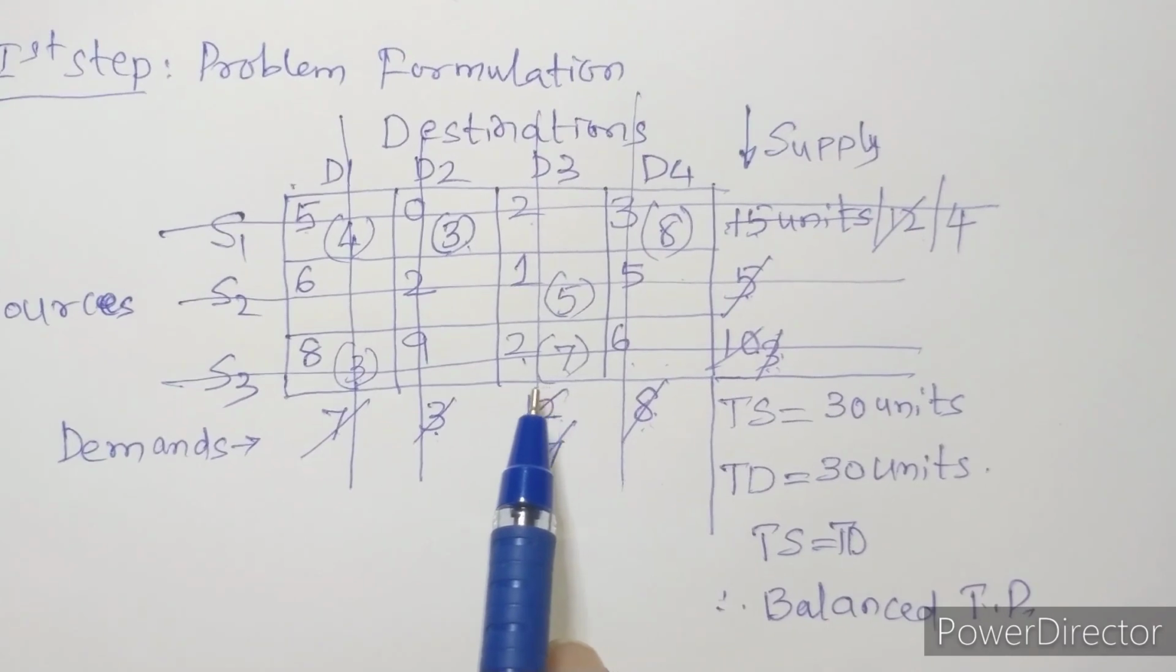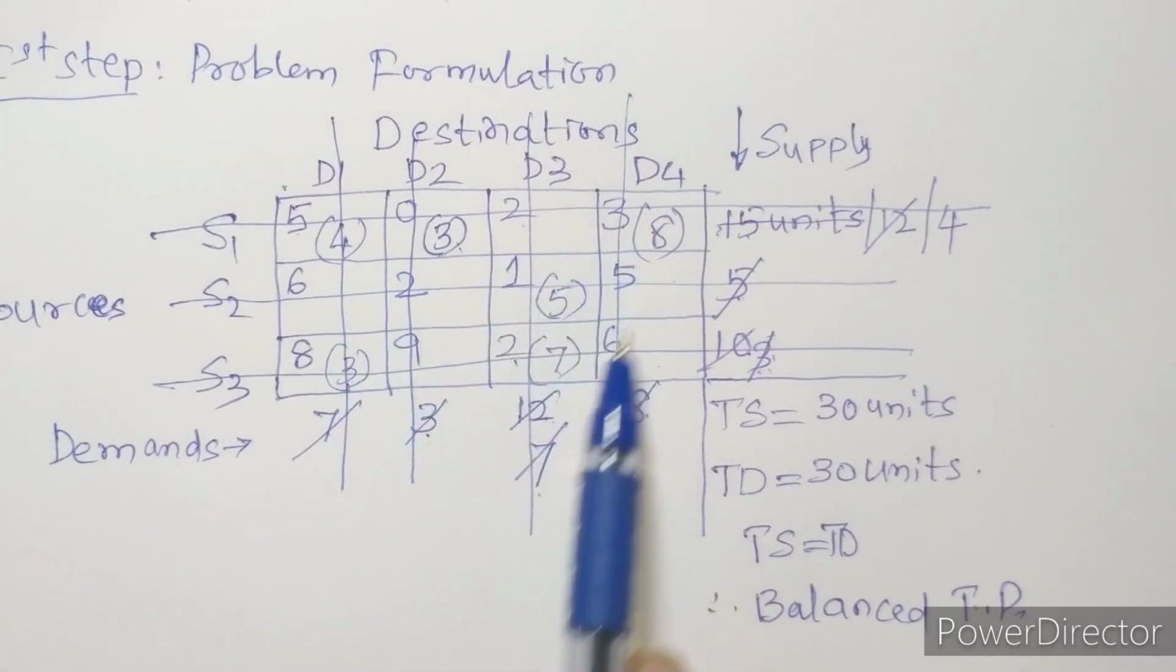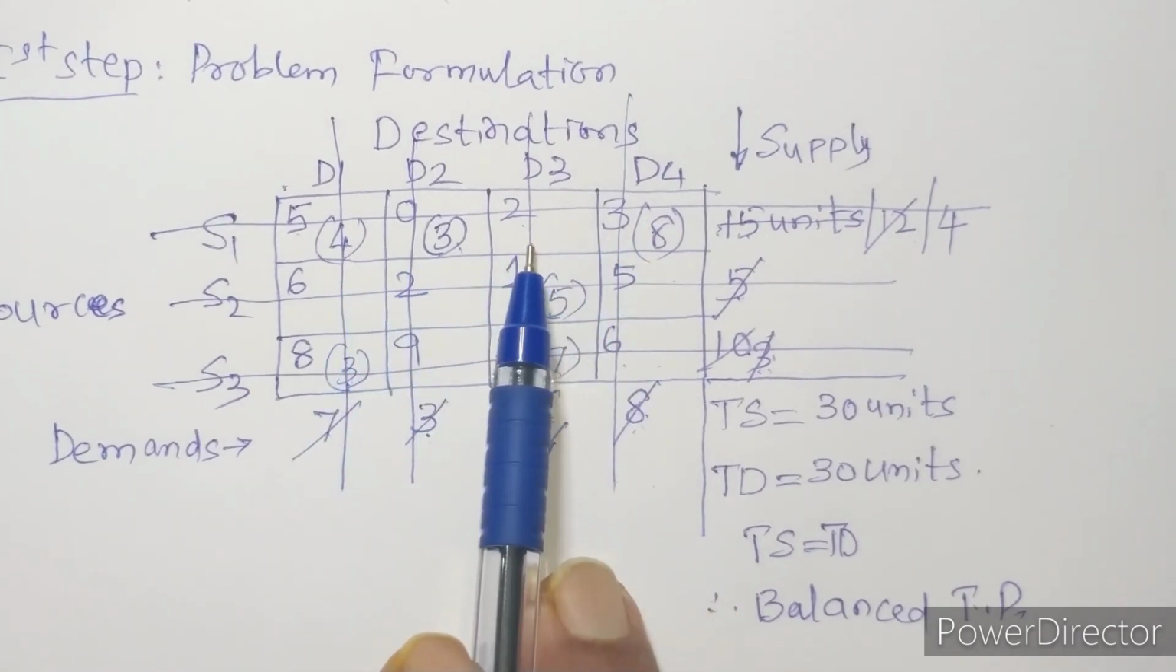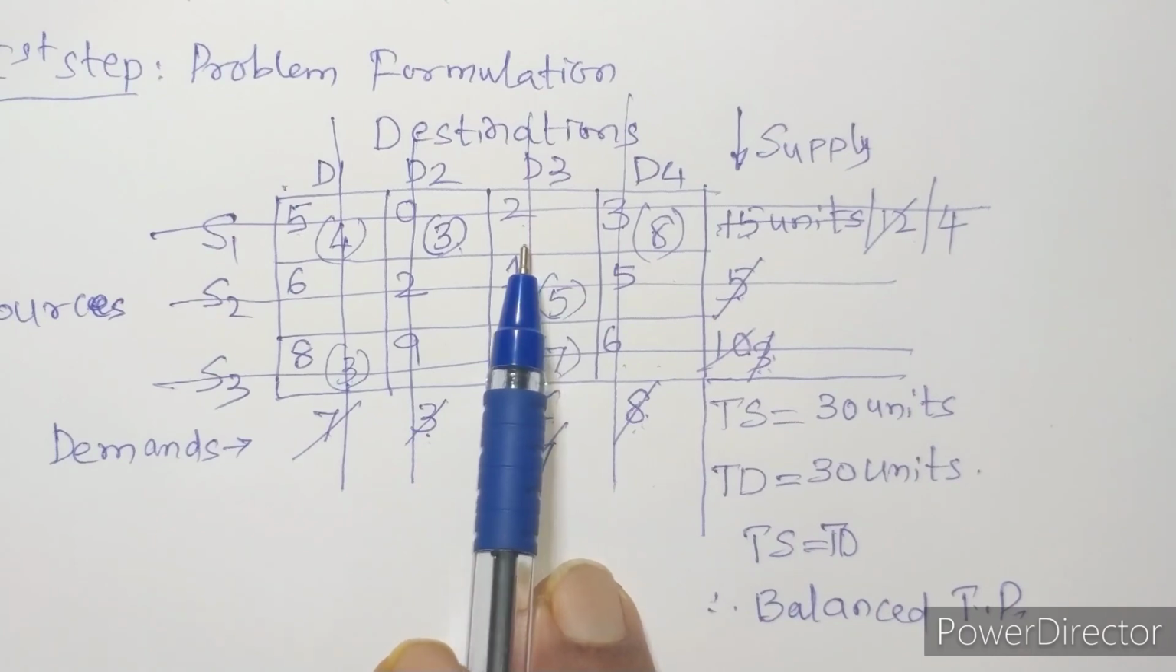And by redistributing these units, if necessary, we can get the minimum total cost of the transportation.